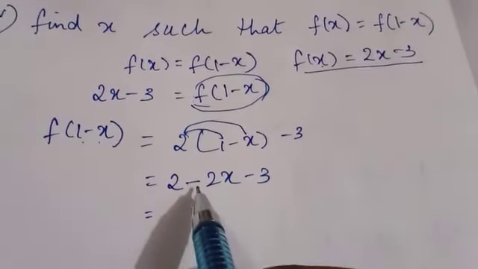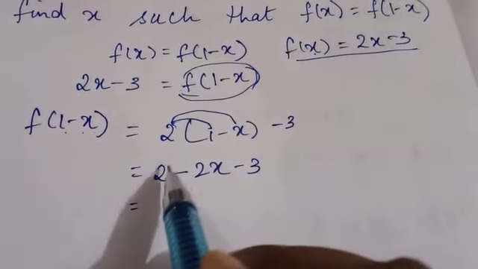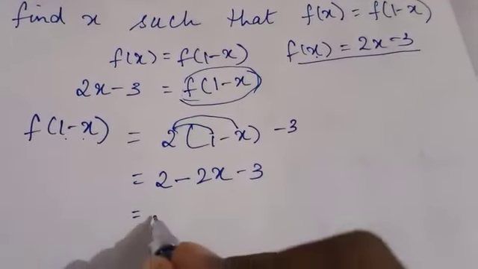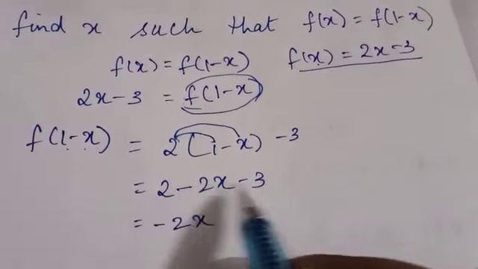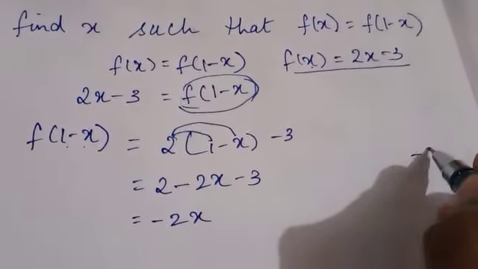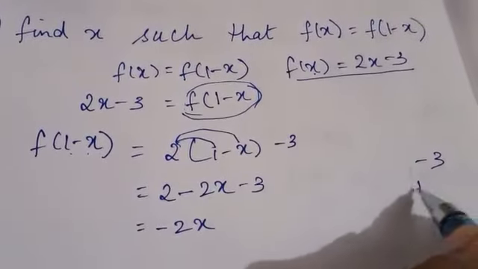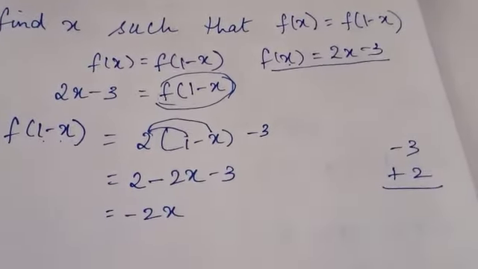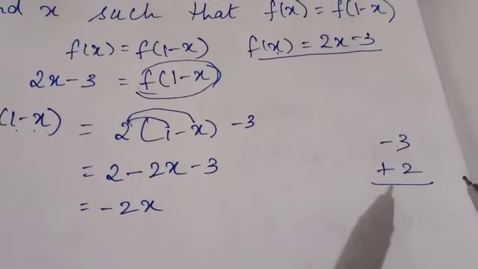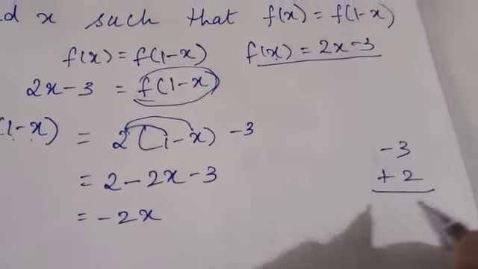Now next, we have only one term with x, right? So I'm writing it as it is, that is minus 2x. And now the remaining constant terms are minus 3 and plus 2. So minus into plus is minus, right? So now we are going to subtract this. So 3 minus 2 is 1.